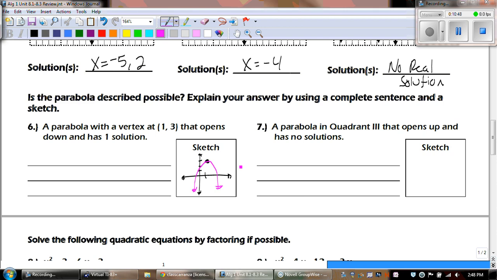Oh, how many solutions does it have? That is 2. What happens if I were to draw it like this? Does that work? No, because that arrow means it keeps going. No matter what, it's going to come down. So this is what I would say. It says if the parabola opens down, it automatically, because we can't change it, has 2 solutions.